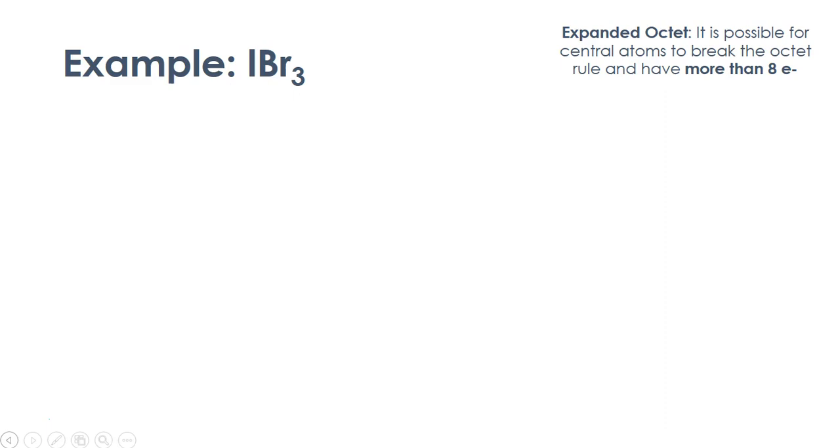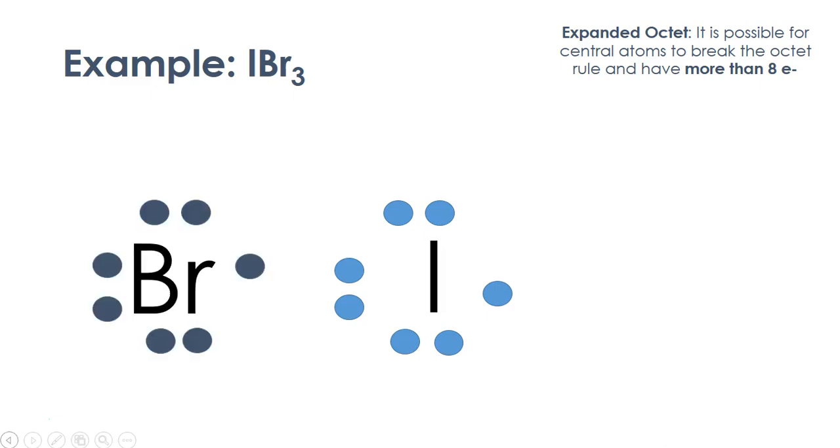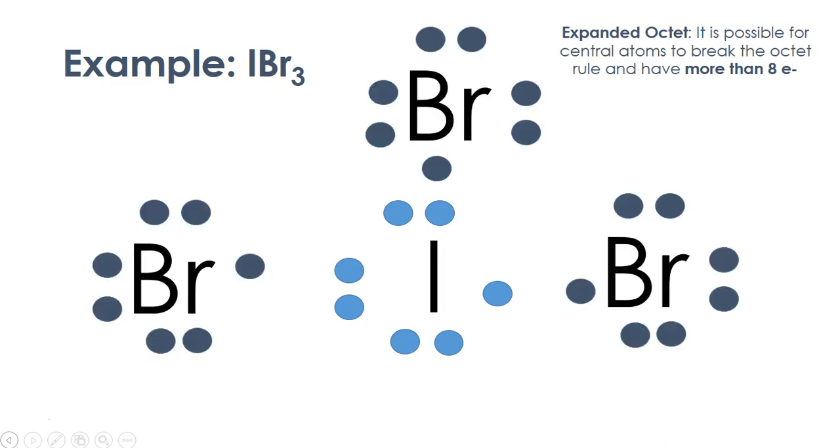Usually the elements that are halogens and sulfur tend to have more than 8 valence electrons around them because they tend to break the octet rule. So if we take a look at this example, IBr3, we know we have an iodine that has 7 valence electrons around it. Each bromine that is symmetrically placed around the iodine also has 7 valence electrons.